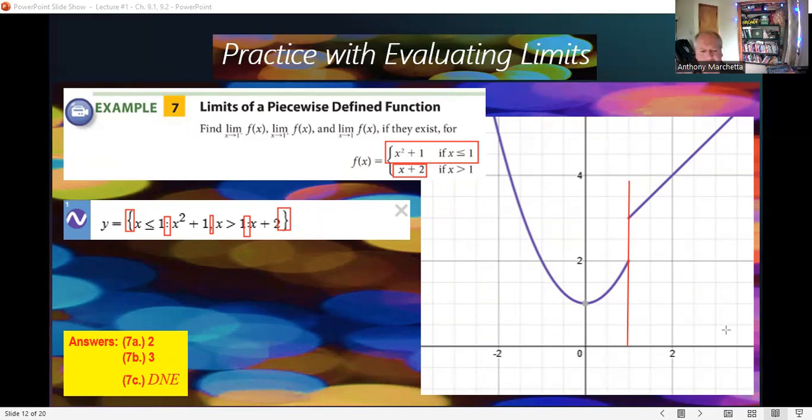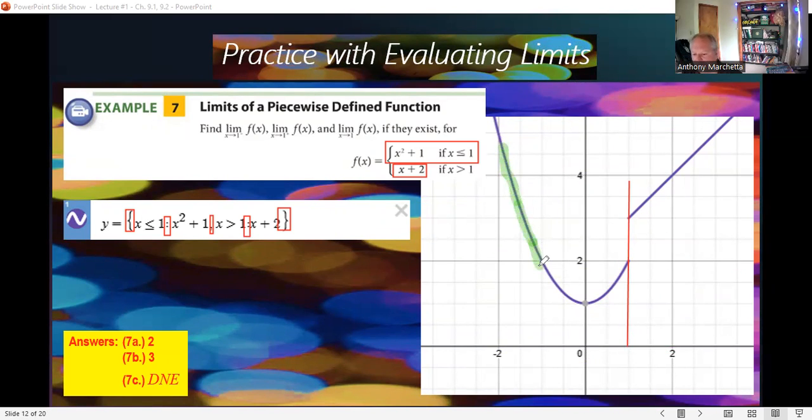Okay, so now we're asking questions about limits. Find the limit as x approaches 1 from the left, and as x approaches 1 from the right, and then in general, just of 1. So if you're approaching it from the left, and I'm going to get my spray paint can out again, that means you're coming in from this direction here.